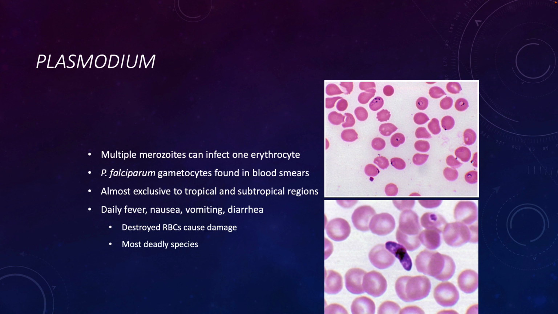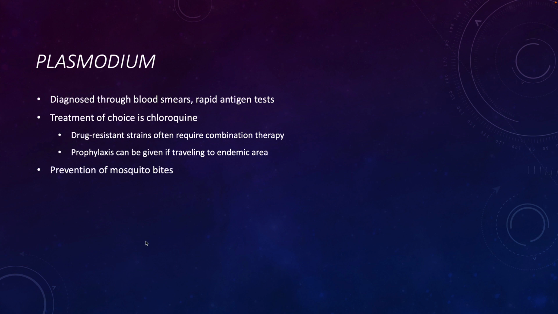Daily fever, nausea, vomiting, diarrhea. Destroyed red blood cells can cause damage to the body, and Plasmodium falciparum is actually the most deadly species. So that's the one we would worry about the most. Malaria can be diagnosed through blood smears or rapid antigen tests. The treatment of choice is a drug called chloroquine. However, there are now drug-resistant or chloroquine-resistant strains of Plasmodium. These would often require combination therapy.